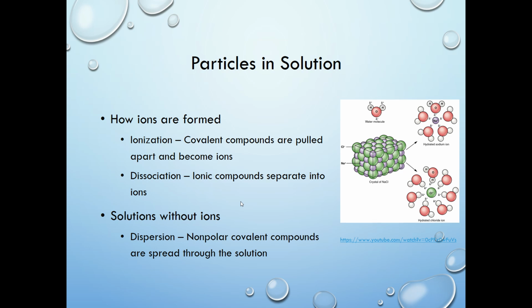But we also have materials that don't form ions, right? We have non-electrolytes, but they can still dissolve. So they dissolve through a process called dispersion. So dispersion is how materials like sugar will dissolve. They just spread throughout the solution. Again, there's a great video here to watch about dissolving.